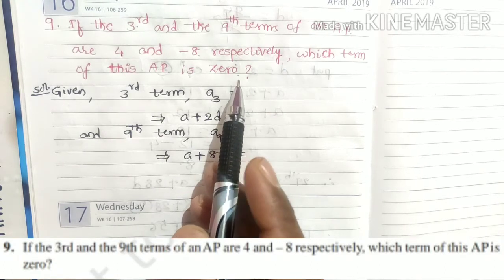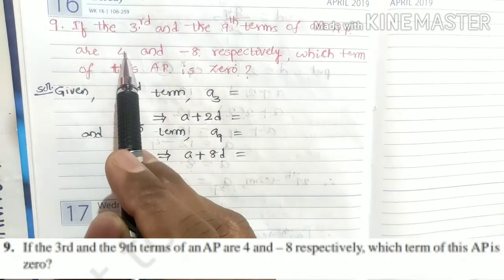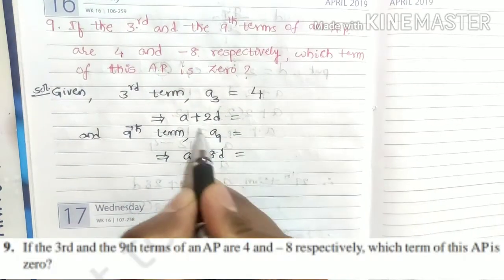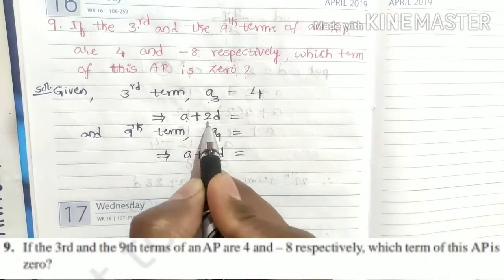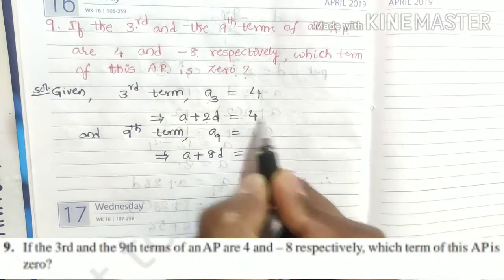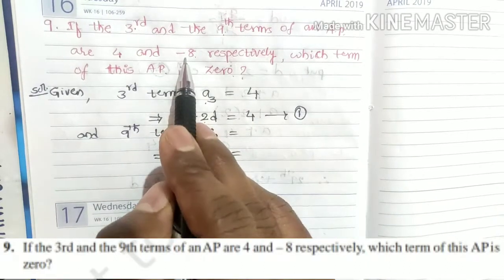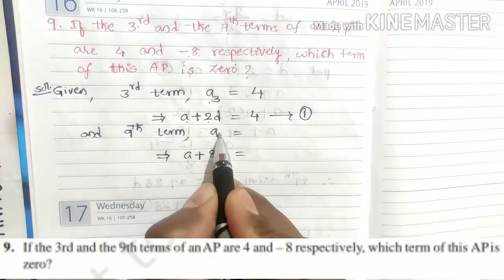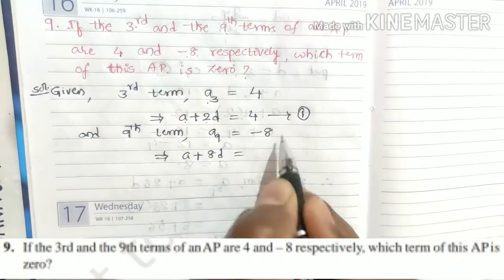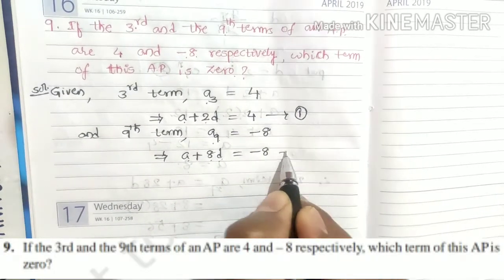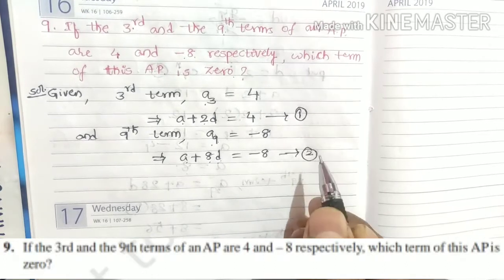Let us go with the given conditions. Third term is given as 4. So we let third term A3 is 4. A3 can be written as A plus 2D, that is also 4. Say this one as first equation. Next, ninth term is given as minus 8. We will write ninth term A9 is equal to minus 8. A9 can be written as A plus 8D, that is minus 8. Say this one as second equation.